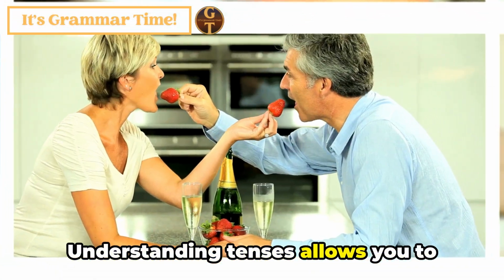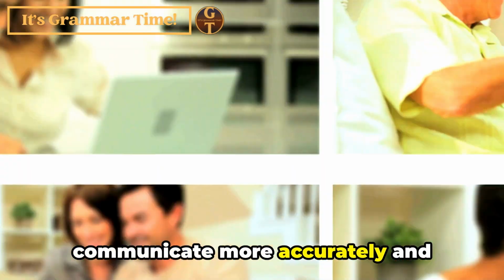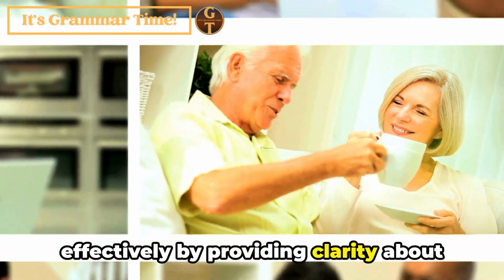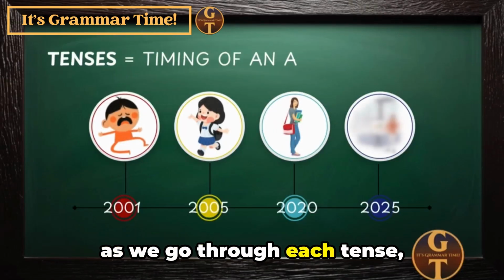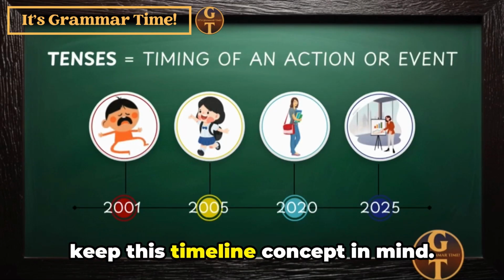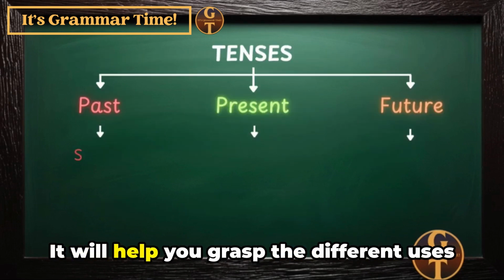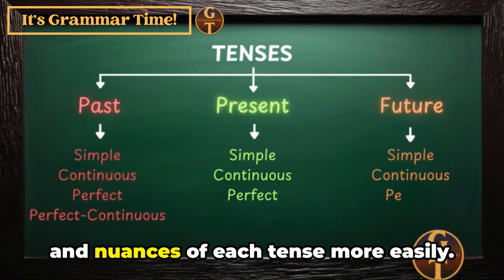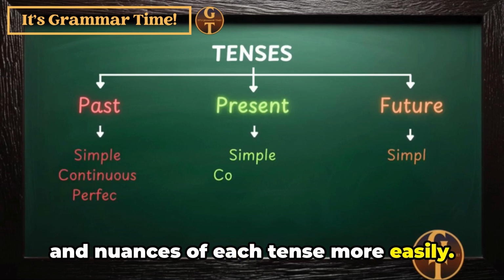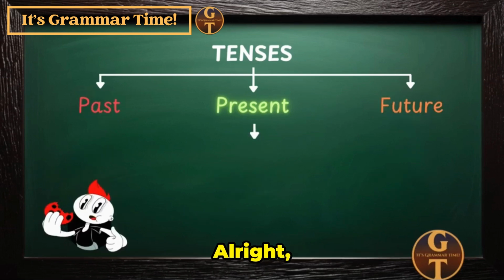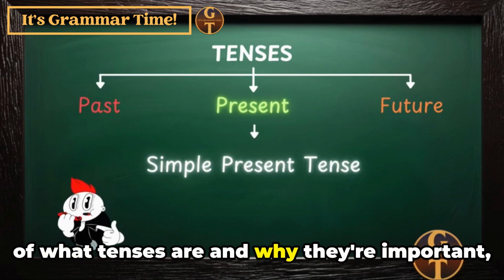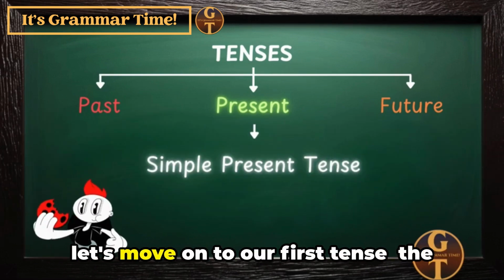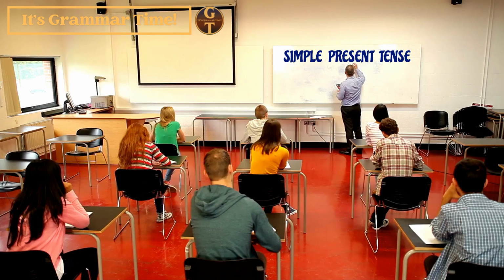Understanding tenses allows you to communicate more accurately and effectively by providing clarity about when something happens. So, as we go through each tense, keep this timeline concept in mind. It will help you grasp the different uses and nuances of each tense more easily. Alright, now that we've got a basic understanding of what tenses are and why they're important, let's move on to our first tense, the simple present tense.